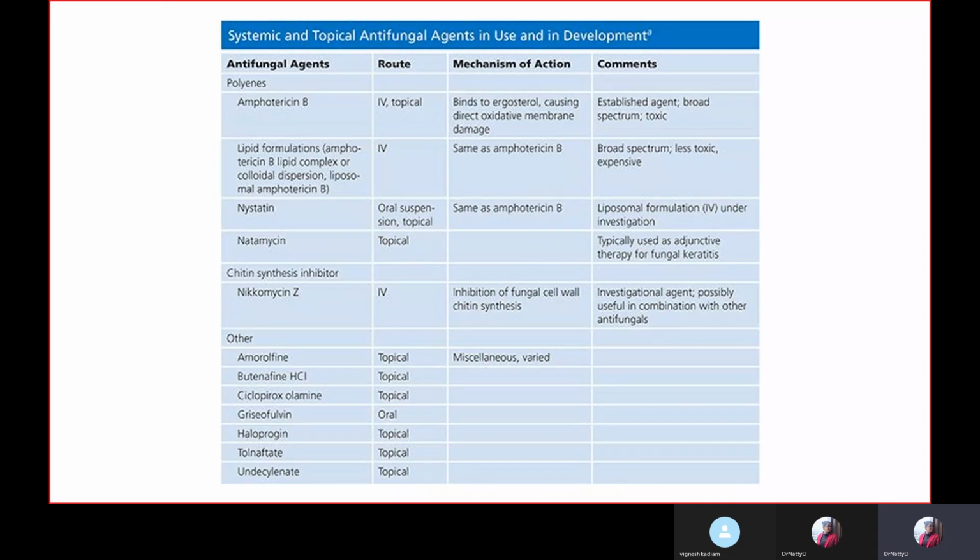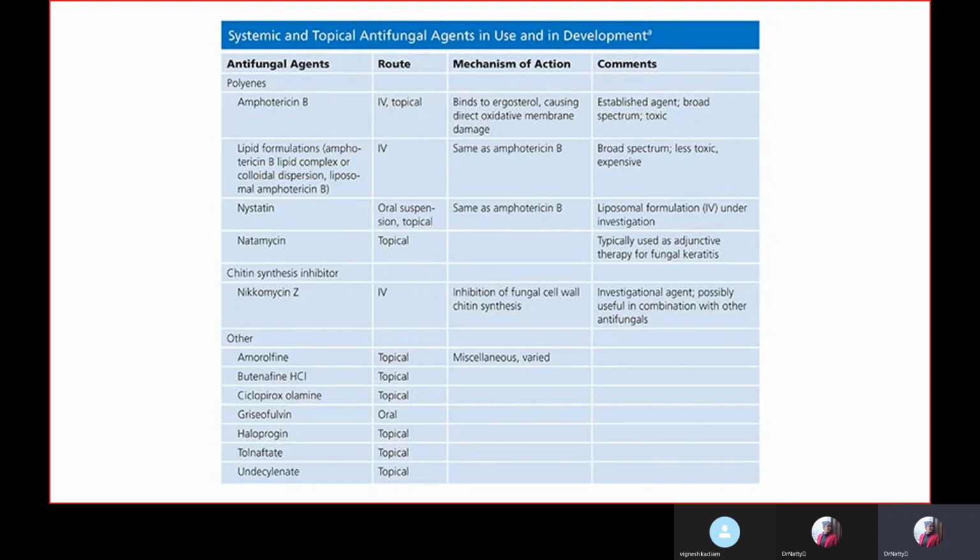But in case of other deep fungal infections like mucormycosis or coccidioidomycosis or any other deep fungal infection, usually we go for amphotericin B. Amphotericin B has topical as well as systemic routes, but if there is a deep fungal infection, you go for the systemic route. And usually they have all the antifungal drugs.